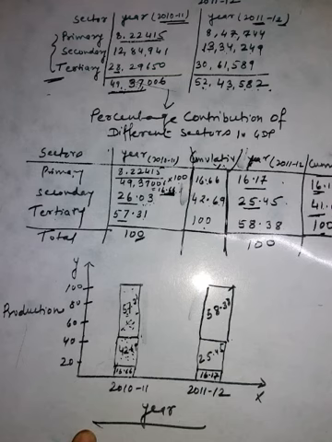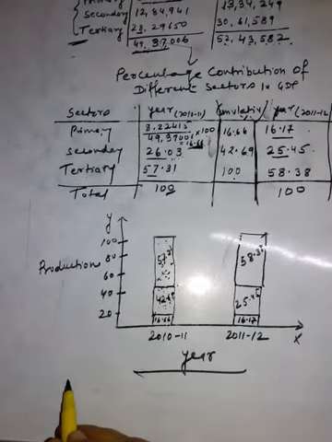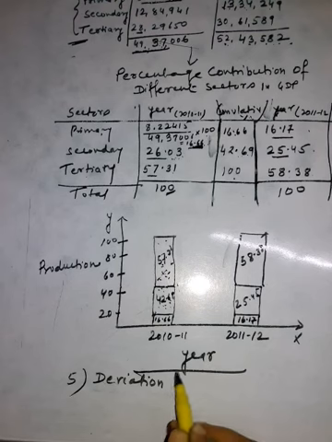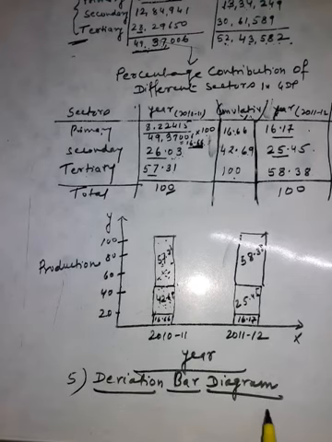Okay, one more diagram, that is deviation bar diagram. Fifth one is deviation bar diagram. What is deviation bar diagram? Deviation bar diagrams are used to compare the net deviation of related variables with respect to time and location.